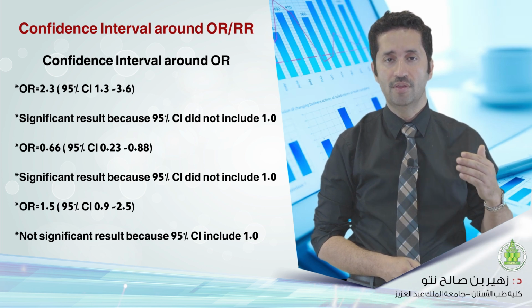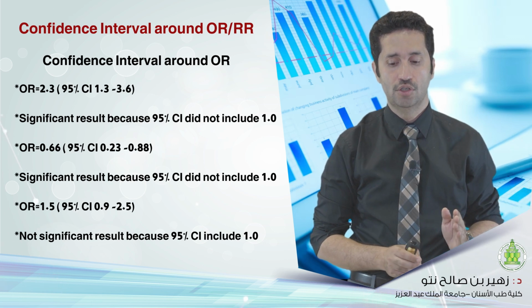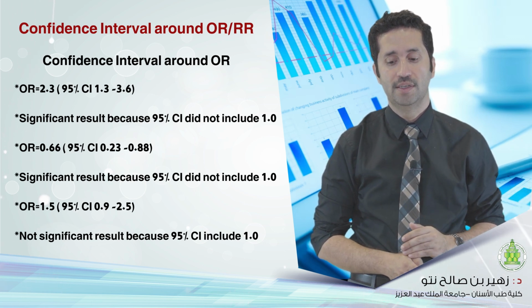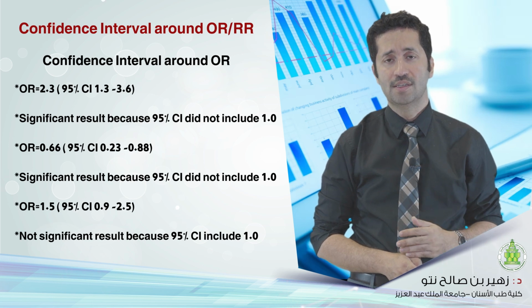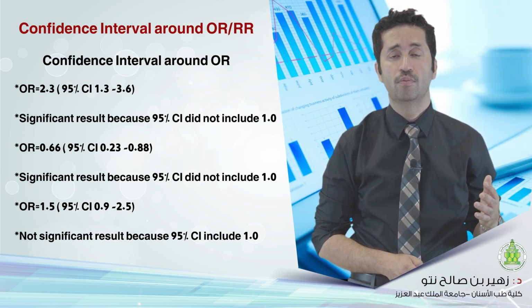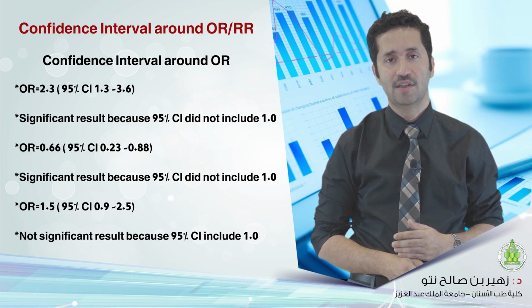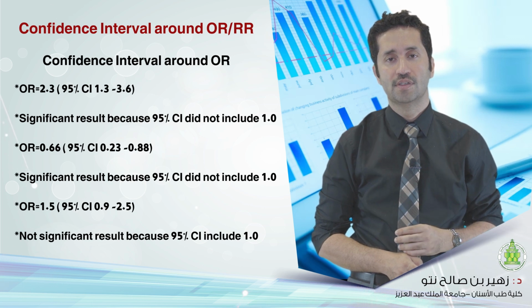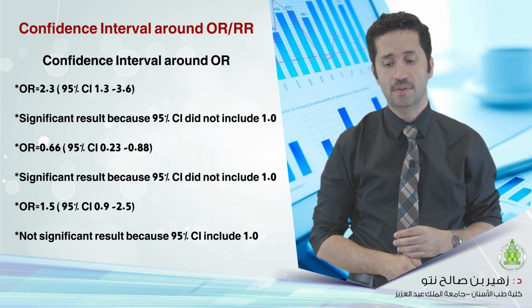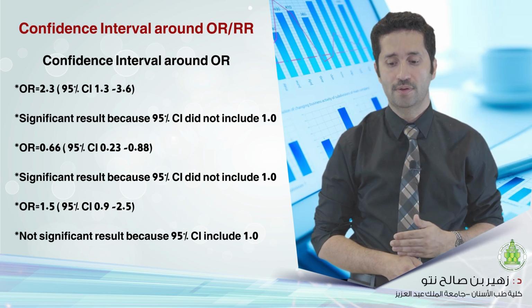So every time we repeat this study, the first group is going to be lower compared with the second group because the range is between 0.23 and 0.88. However, in the last example, the odds ratio is 1.5. The first group is higher compared with the second group by 1.5 times. However, the result is not statistically significant because you can see the confidence interval includes 1. So sometimes the first group is going to be higher, sometimes the first group is going to be lower. So the result is not statistically significant.